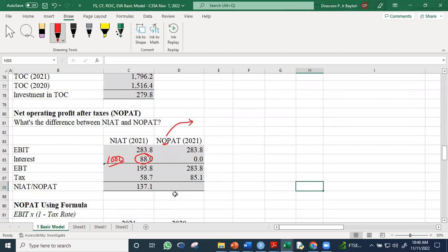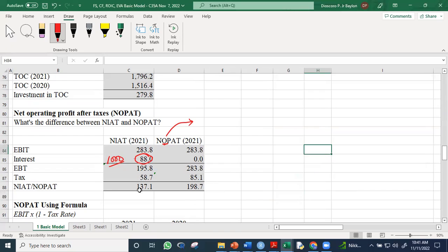All right, so therefore, this is our NIAT, our net income after tax. Our NOPAT is 283 minus 85.1, so our NOPAT is 198.7. And if there's interest expense, it will always be larger than your net income after tax. What's the difference between the two? 198.7 minus 137.1. Question, why is it only 61.6?